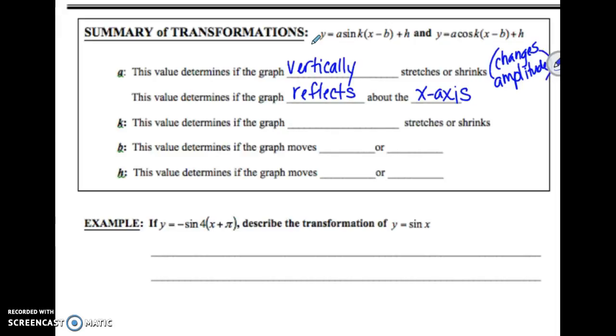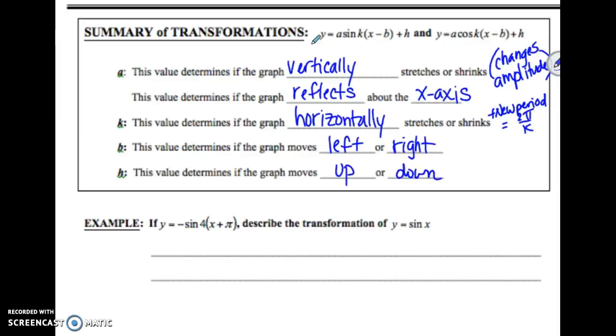Our k value we talked about today, this value determines if the graph horizontally stretches or shrinks. And remember, your new period, if you have a k value, is going to be 2 pi over k. Your b value determines if your graph moves left or right. So this is your horizontal shift. And then finally, your h value at the end determines if your graph moves up or down. So those are going to be vertical shifts.